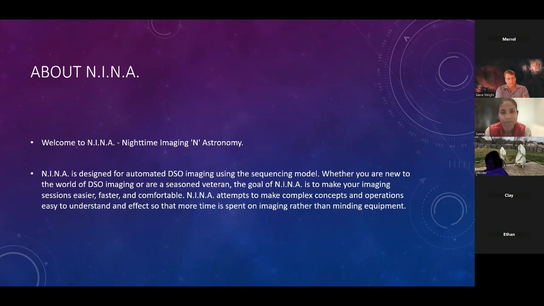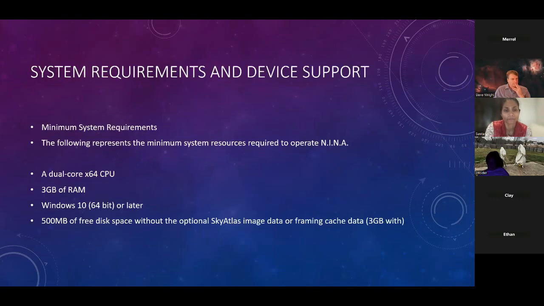So it basically makes your imaging sessions easier, faster, comfortable. Nina attempts to make complex concepts and operations easy to understand, so that more time is spent on imaging rather than minding equipment. Requirements: dual core CPU, 3 gig of RAM, Windows 10 or later, 500 gig of free space. That's pretty much the footprint of Nina. If you got that, you should be good to go. But you want more because of all the driver stuff, your cameras, downloading speeds. So you really want probably an SSD hard drive, so you can save images faster, especially with a bigger sensor.